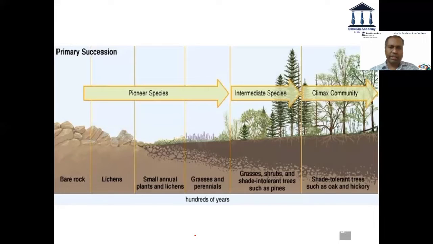Sorry, it took a little more than 30 seconds. So the first question that I have for you is from the bare rocks, that is from this stage, from the bare rocks to the shade tolerant trees. Can someone tell me the approximate time span over here?